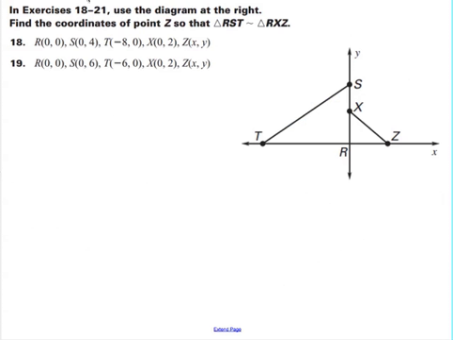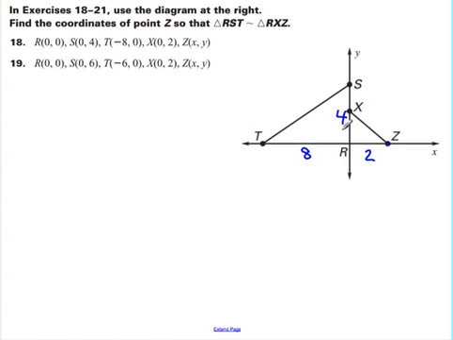Exercises here, it says use a diagram at the right, find the coordinates of point Z so that these two triangles are similar. So it says that R is 0, 0, and then it says S is 0, 4, so basically this entire length here is 4, over 0 up 4. T is going to be -8, so that's going to give us a length of 8. X is up 2, and then let's see, we have to find where Z is at.